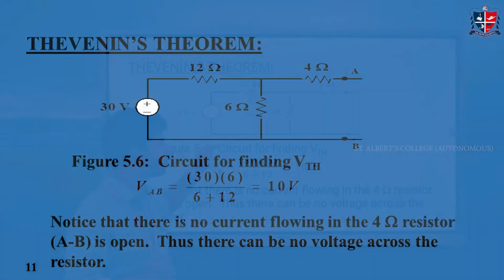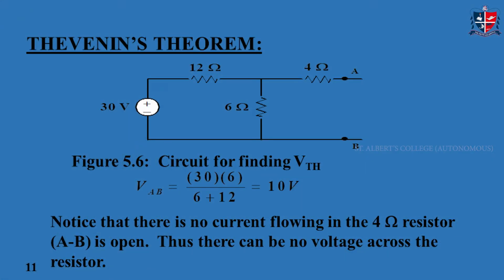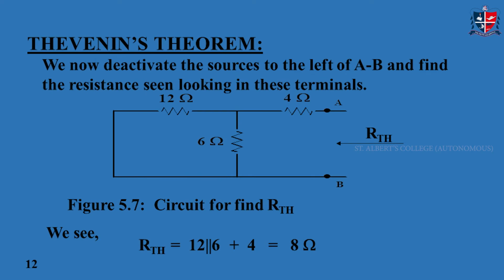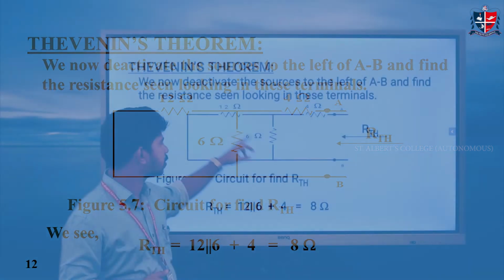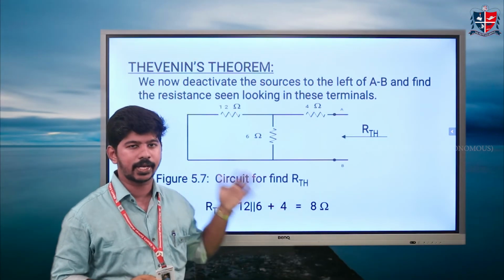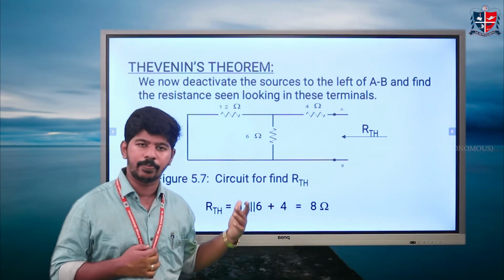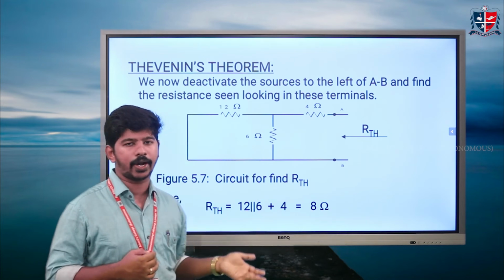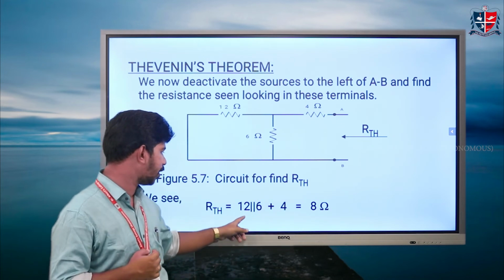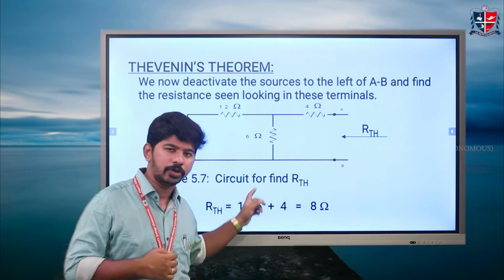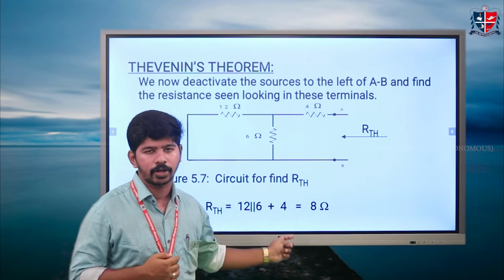So we are replacing this voltage source by a short, and we are determining the impedance through the terminals A and B. Now if you look from the terminals A and B, you can see 12 ohm and 6 ohm are in parallel. So what is the net value? 12 parallel 6, that is RA parallel RB, will be equal to RA into RB divided by RA plus RB. So in order to get 12 parallel 6, we need to do 12 into 6 divided by 12 plus 6.